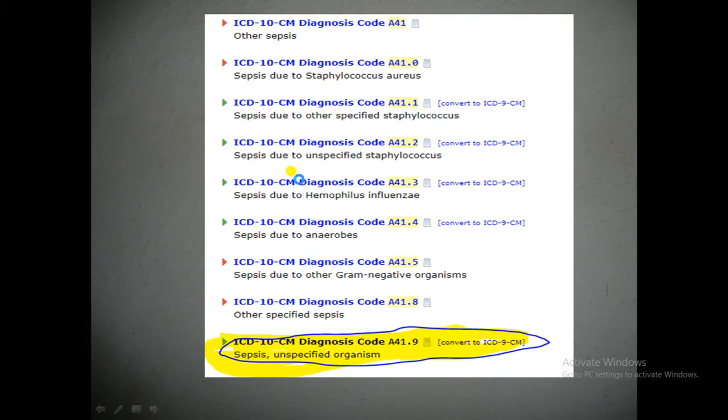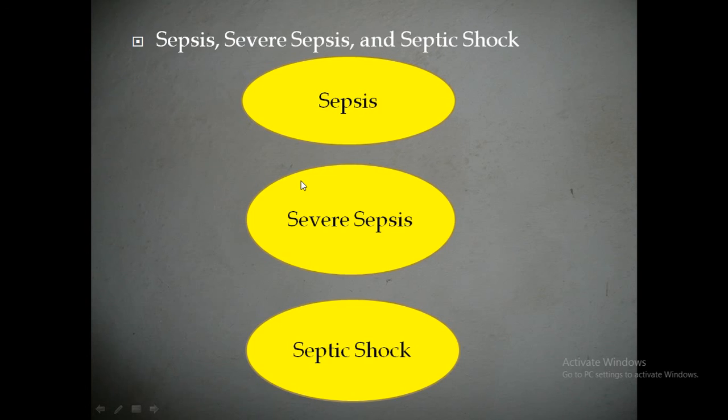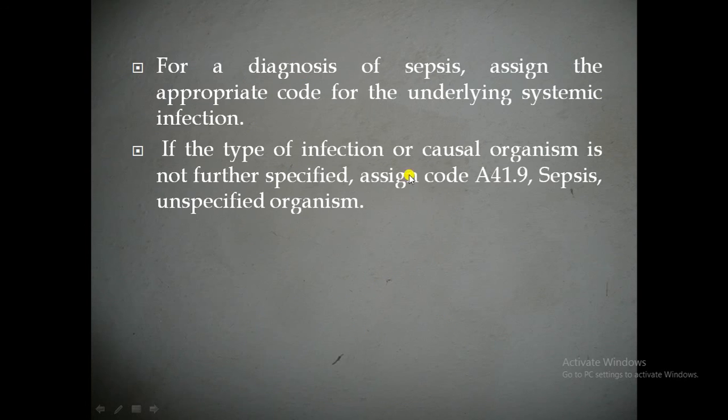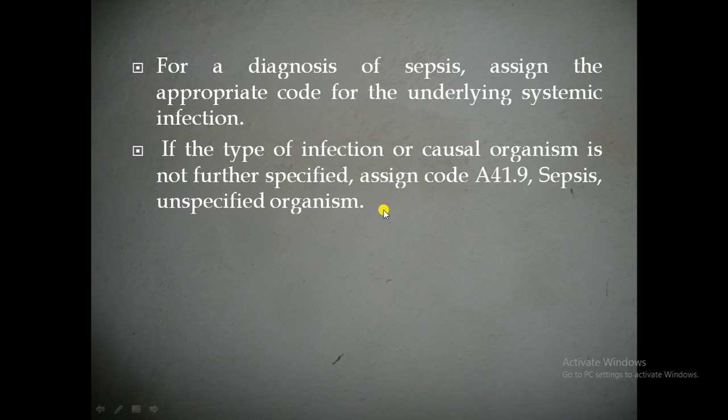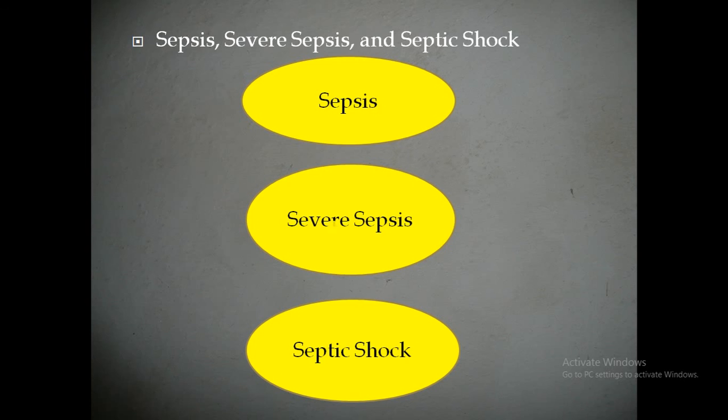So what have we learned? Sepsis is a life-threatening condition. Sepsis leads to severe sepsis, and severe sepsis leads to septic shock. Whenever sepsis is because of an underlying infection, like sepsis due to Staphylococcus, we have to code the combination code directly. Suppose we don't know the type of organism, we have to code sepsis, unspecified organism, that is A41.9. These are the coding guidelines of sepsis. In the next session we will see severe sepsis and septic shock.